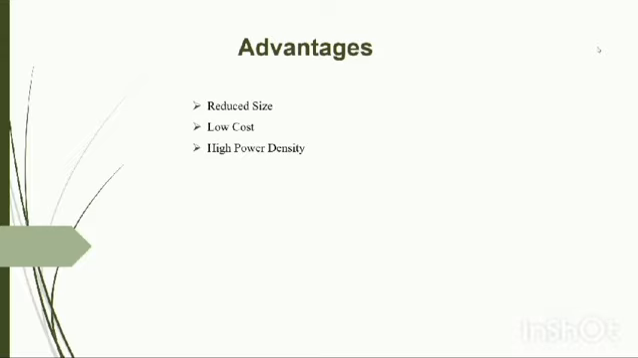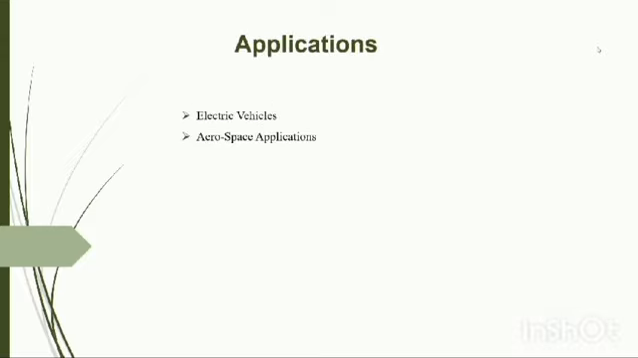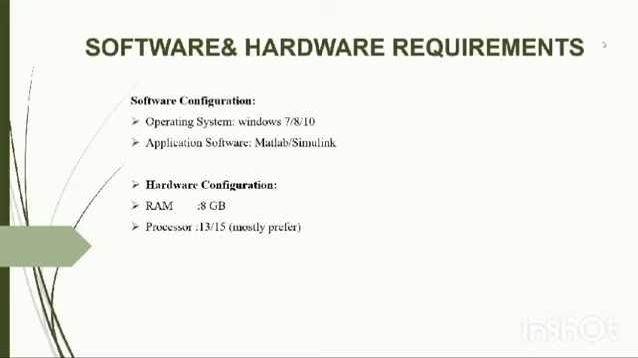Advantages: reduced size, low cost, high power density. Applications: BLDC motors are used in electric vehicles and aerospace applications due to their compact design, low maintenance cost, and high power density. Software and hardware requirements. Software configuration: the operating system is Windows 10, and the application software is Matlab. Hardware configuration: RAM 8 GB, processor is i5.